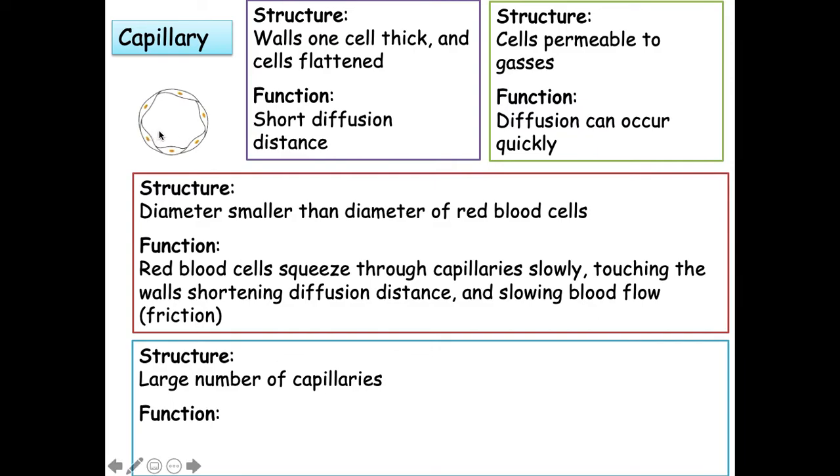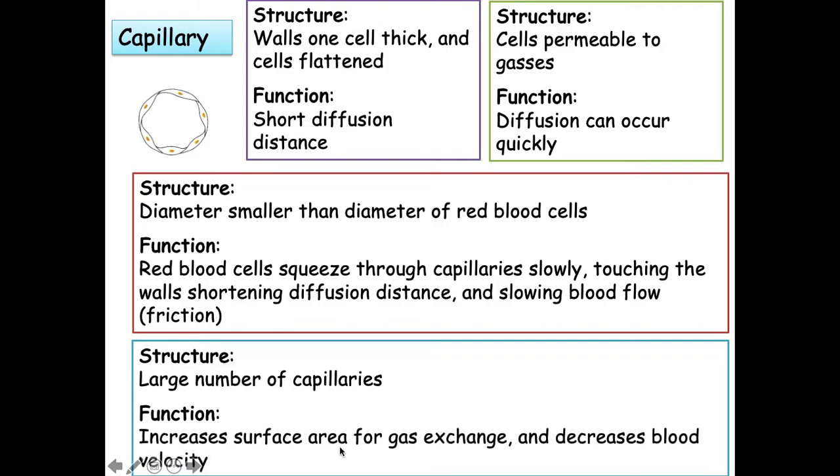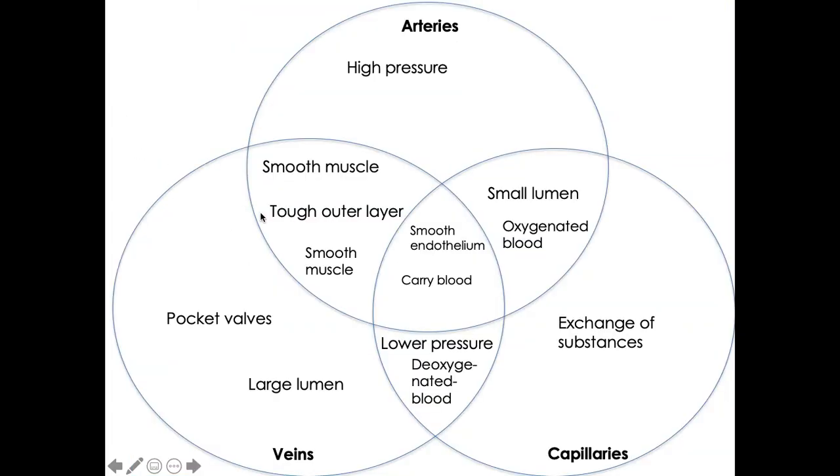The red blood cells are basically larger. The diameter of the red blood cell is a bit larger than the capillaries, so they almost have to fold up and squeeze to get through the capillaries. What this does is increase the friction between the red blood cell and the capillary, slowing that blood down, giving it more time for diffusion to occur. Remember, try and link to diffusion and Fick's law, because the capillaries are all about diffusion and exchange of substances.